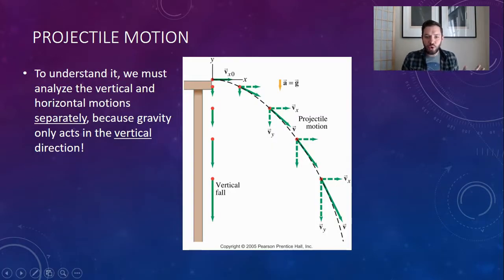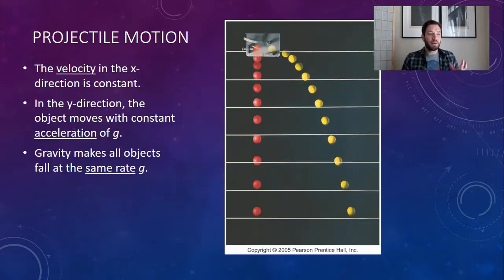In order to understand it, we have to look at the x motion and the y motion separately, just like we were talking about with vectors. The reason we're doing that is because gravity is only acting in the vertical direction. Gravity is only going to affect its motion in the y direction. It is not going to affect its x motion at all. What that means is that, first of all, our x velocity is constant. The velocity that it's traveling in the x direction is going to be the same for the entire time that it's in the air.